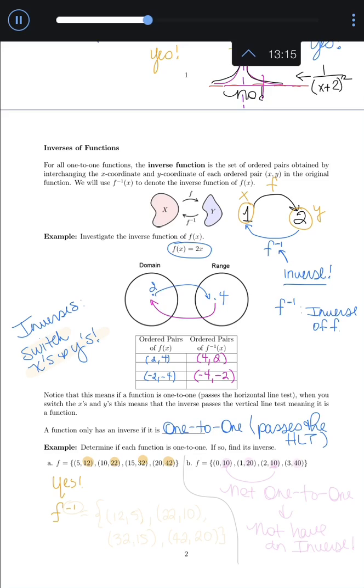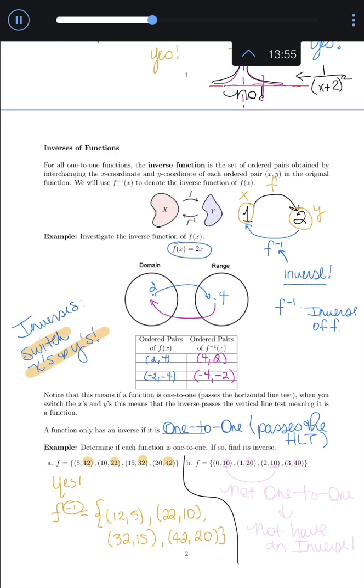So the question is, what's the inverse of the function f? Well, we're going to do what we were talking about. We're just going to switch our x's and y's. So the inverse will still just be 4 points. It will be just the reverse, though. It'll be (12, 5), (22, 10), (32, 15), and last one, (42, 20). And again, we use the f with the little minus 1 because the minus 1 means inverse. It's not an exponent.